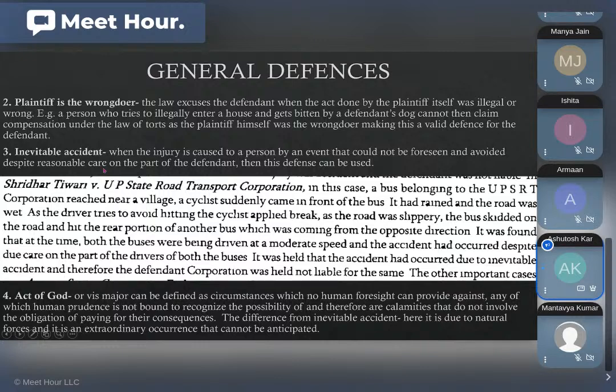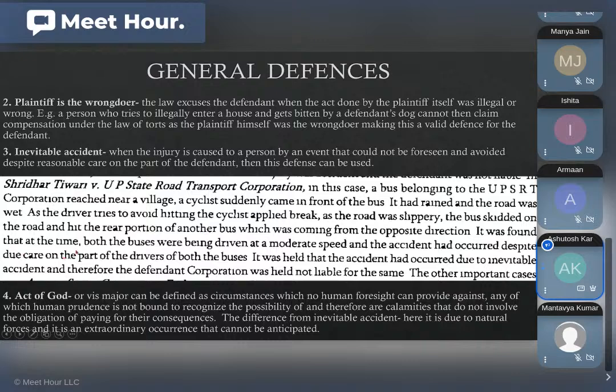इसके लिए we'll read a case here, श्रीधर तिवारी versus UP State Road Transport Corporation. And here एक बस था जो कि वो जा रहा था village के पास. A cyclist suddenly came in front of the bus. बस के सामने एक cyclist जब आ गया, बारिश हुई थी, रोड वेट था, ड्राइवर ट्राई किया अवॉइड करने को साइक्लिस्ट को. The driver applied brakes. So the road was slippery. The bus skidded on the road and hit the rear portion of another bus which was coming from the opposite direction. वो skid करके, slip करके किसी और बस के other portion को hit कर दिया oppositely.